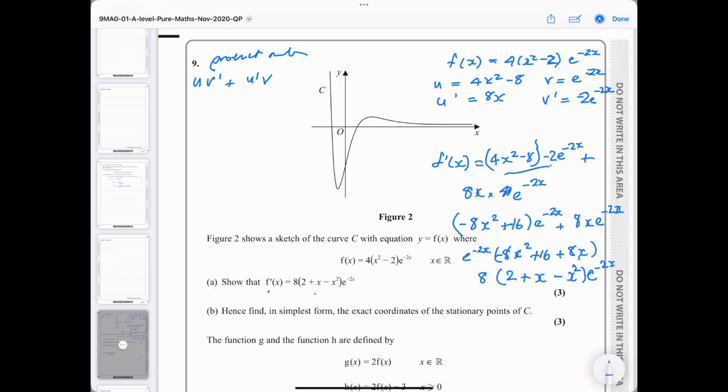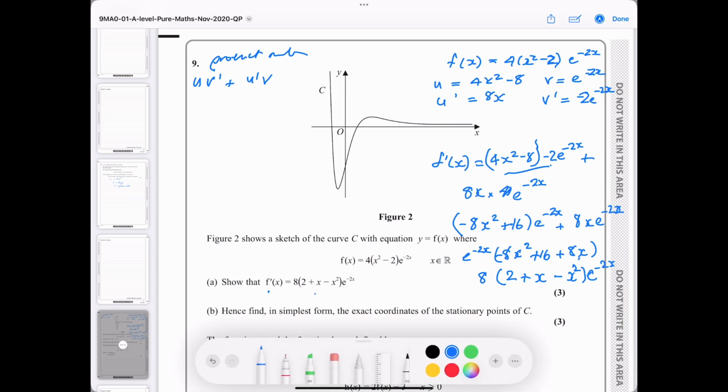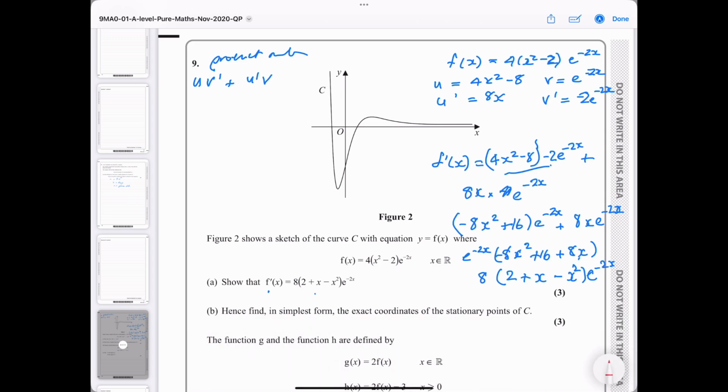Hence, in its simple form, find the exact coordinates of the stationary points of C. Right, I don't know how I'm going to do this. It's mostly because I need to be able to see these questions to be able to do it. So this is B. So the next thing we're going to do is make this equal to 0, because this is basically our gradient. So 8 times (2 plus x minus x squared) e to the minus 2x.